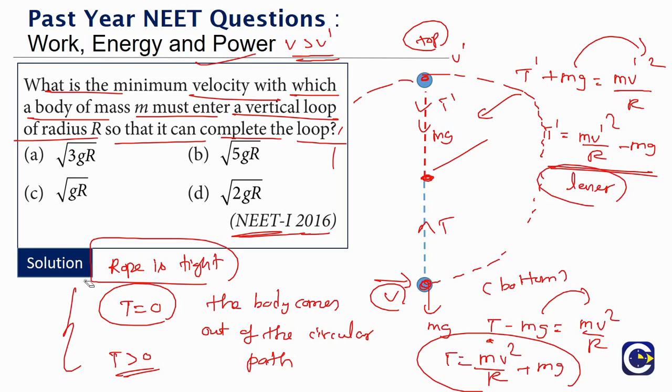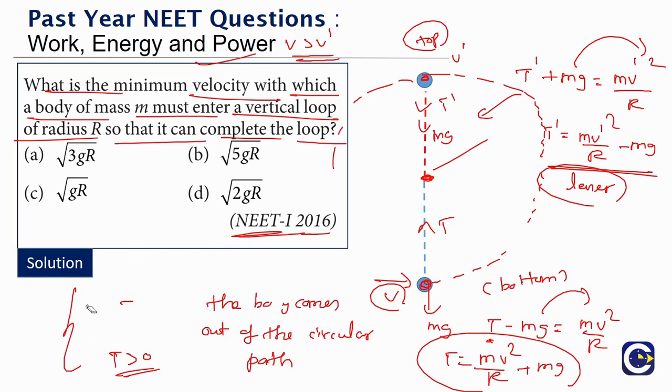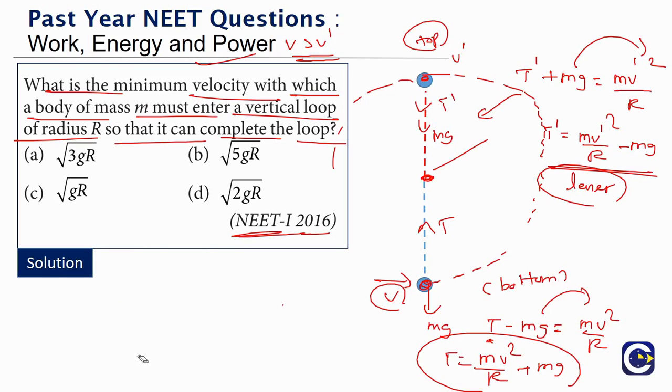Tension will be the least value at the highest point. The particle will have the least tension force at the highest point. Now we will see what is the relation between the V and V dash.